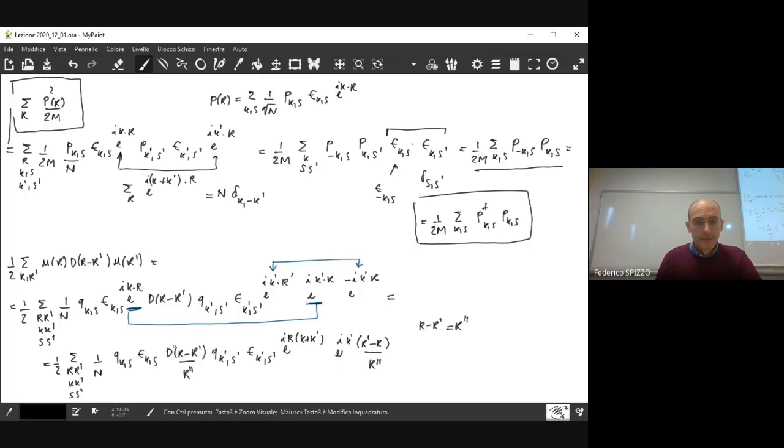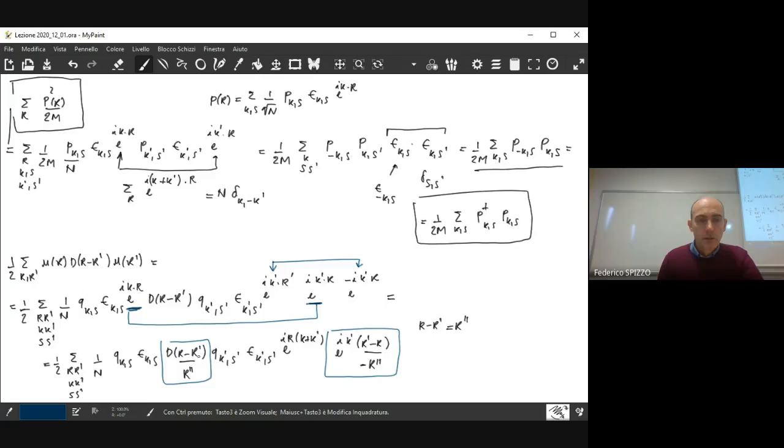If you notice, here I have minus r second in this phase because I have r prime minus r. If you notice, this is the definition of dynamical matrix. So this part here and this phase here, once you change the variable of summation from r minus r prime to r second, you have d of r second times e to the minus i k prime r second. So this is the definition of dynamical matrix.